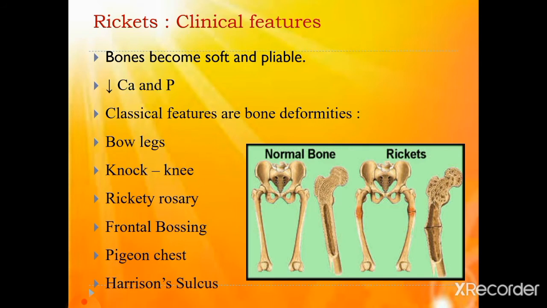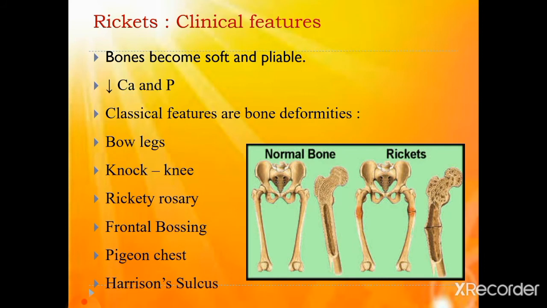Knock knee, then rosary rickets, frontal bossing. The frontal bone, the bone on the head, you know what the frontal bone is, it is on the skull, and it is protruding. The frontal bone protruding is frontal bossing. Then rosary rickets, that is on the ribs. At the tip of the ribs, there will be small protruding things.